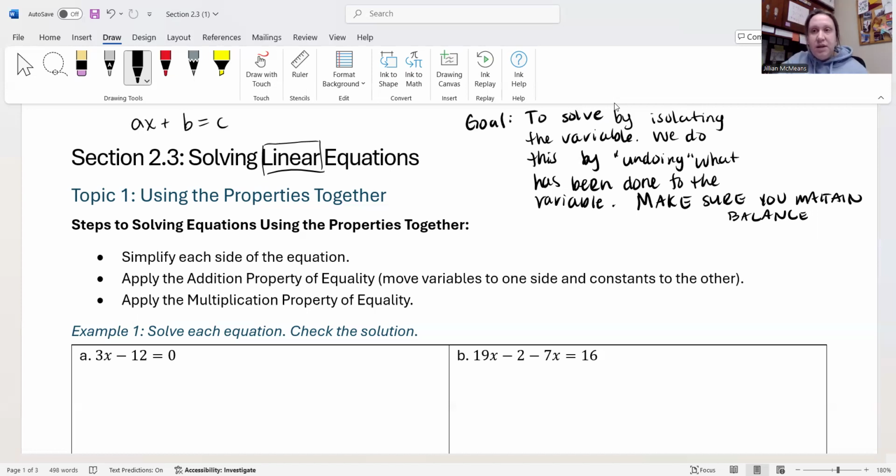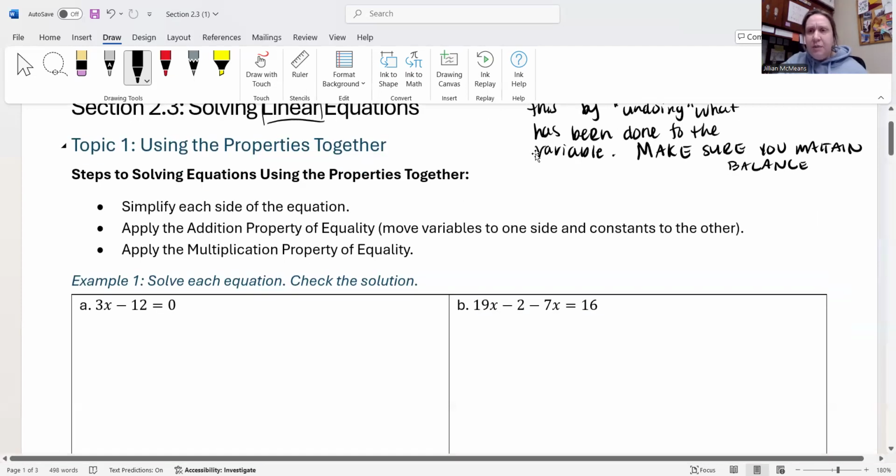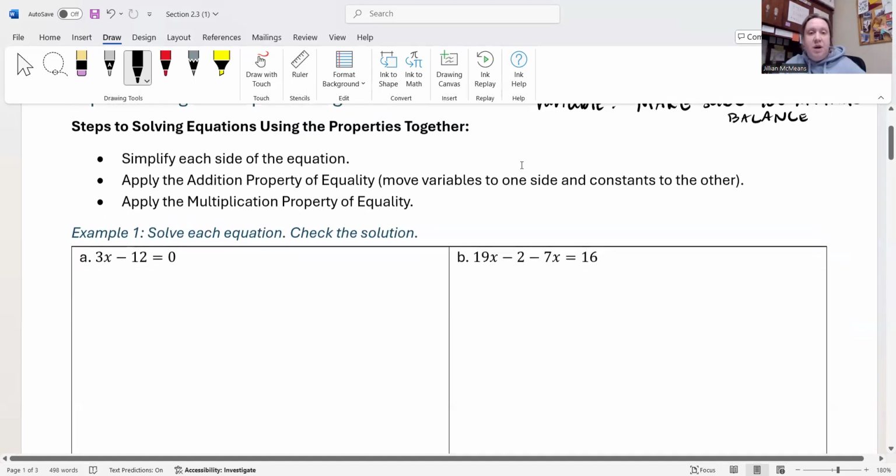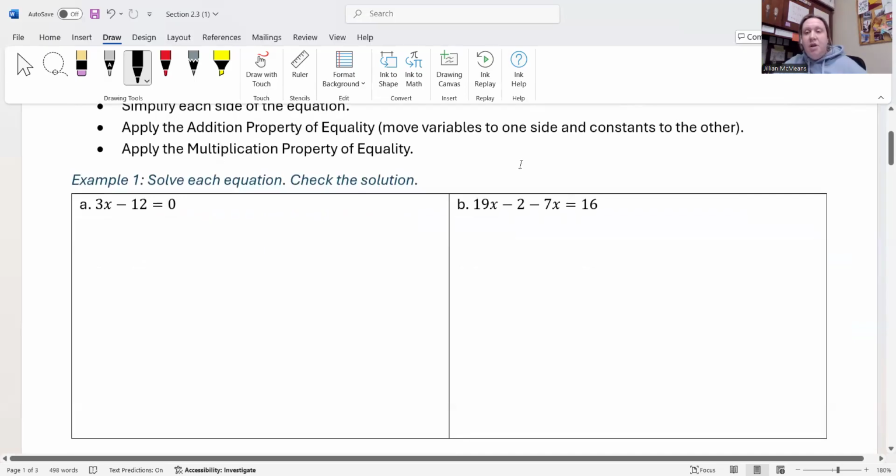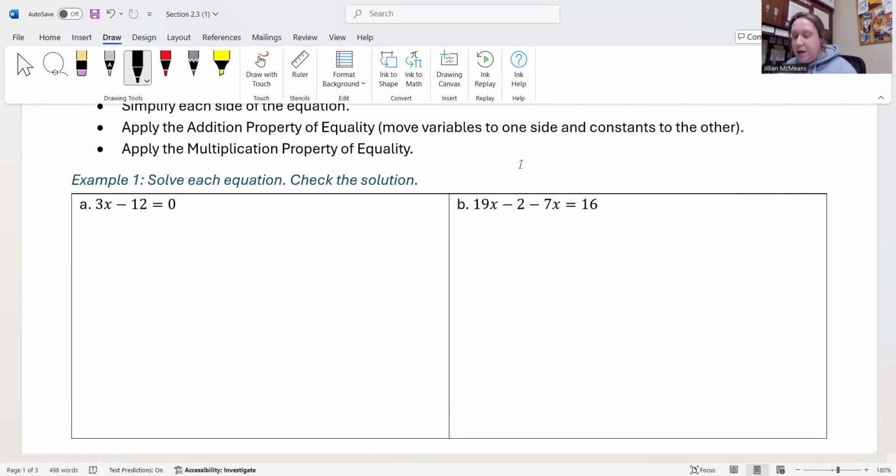Okay, so let's look at an example. And I think I'm going to do one video for the first two topics here. So it'll be a little bit of a longer video, but I think these two things go together nicely. Okay, so example 1 says solve each equation, check the solution, okay? A lot of these questions are going to say check the solution. We're going to get in the habit of not checking every single solution just for the sake of time, but practice it, make sure you know how, okay?